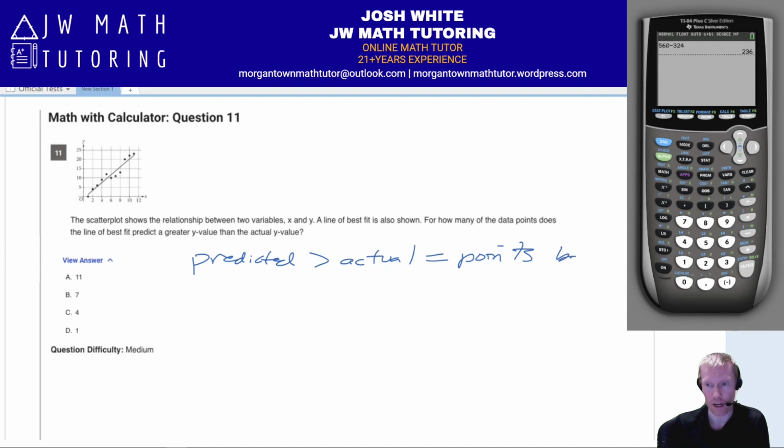So we want the y values which are below the line. There are going to be 4 of them. 1 down here, 2, 3, 4. So the correct answer for this one is going to be just letter C, 4.